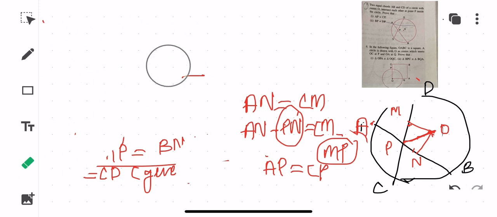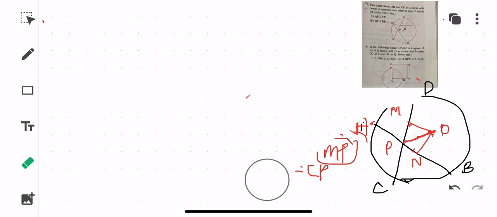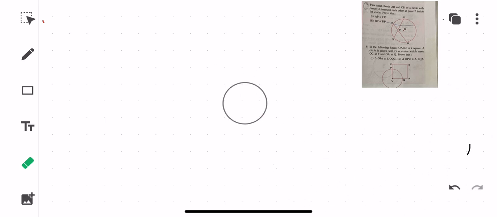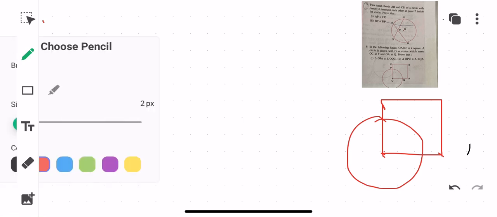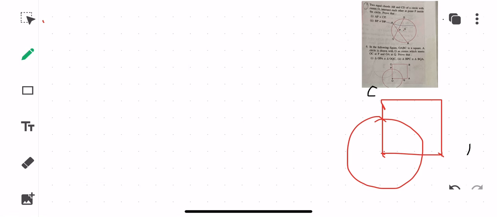Okay, so the figure for question number 6 has been given already. So now what you will be doing, we'll just draw the figure. So this is a circle, and through the center there is a square that is passing. Okay, so this is your figure. So we'll be just labeling the figure, children. The figure says this is C, P, O, Q, A and B. Okay, so this is the figure.